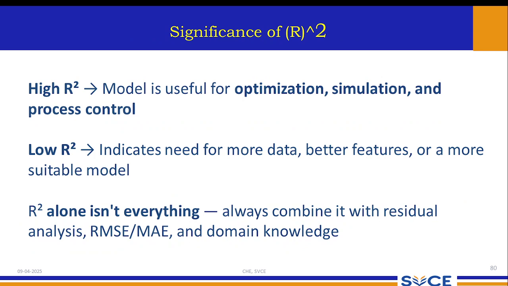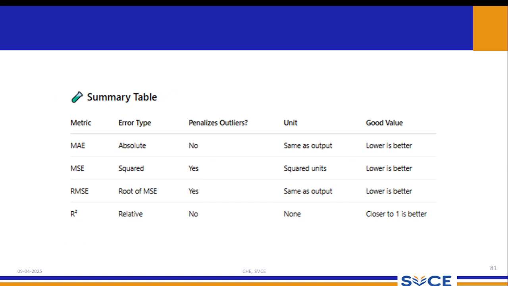Coming to the significance of R square, a low R square indicates the need for more data, better features, or a more suitable model. R square alone is not everything. Always combine it with residual analysis, root mean square error, mean absolute error, and domain knowledge. We have already discussed enough here: whether the error type is absolute, squared, root mean square, or relative, and whether it penalizes outliers, yes or no. The unit may or may not change across these different regression techniques where we can find the errors.